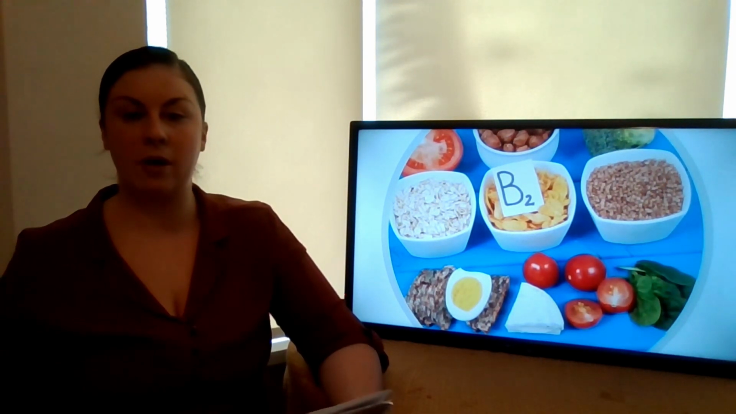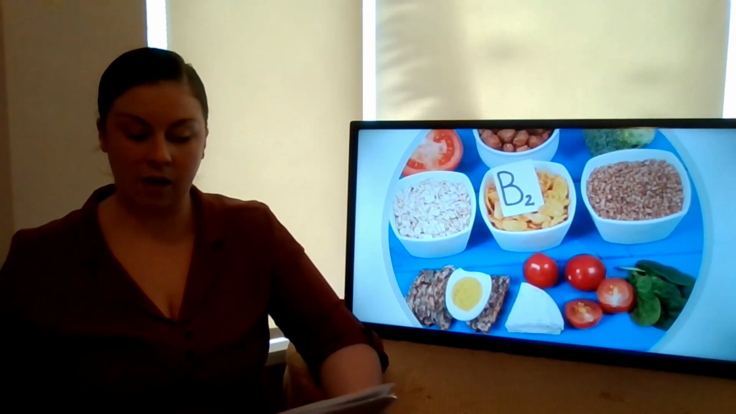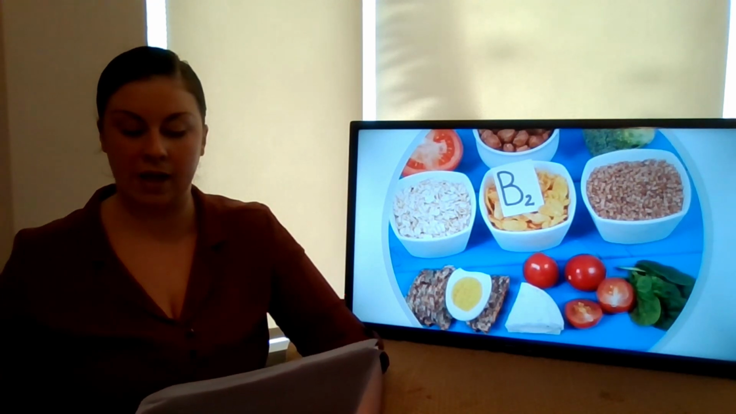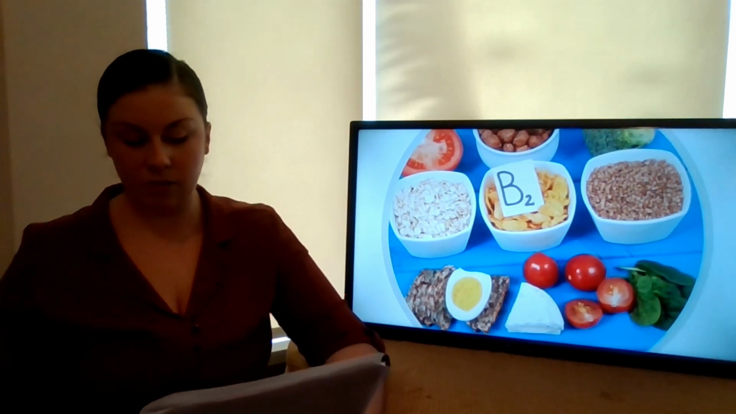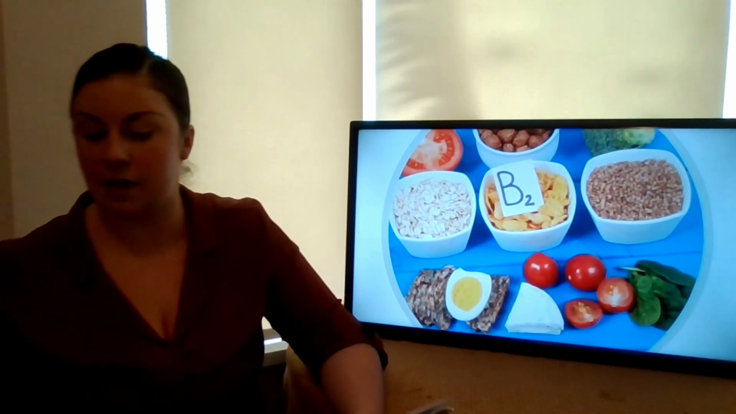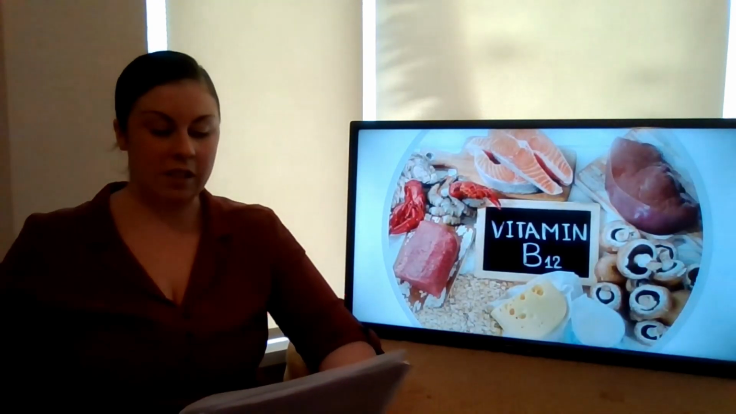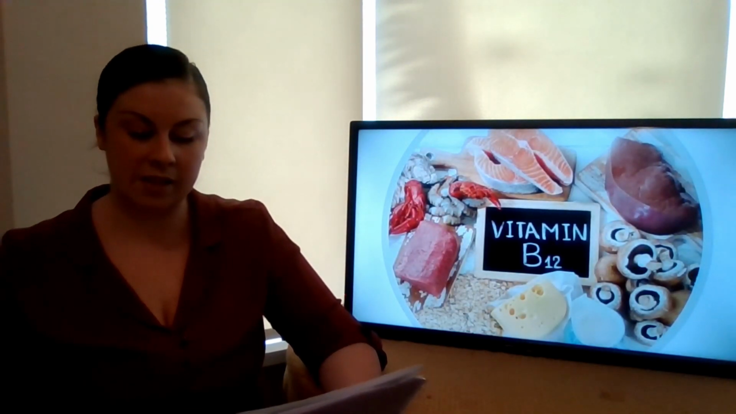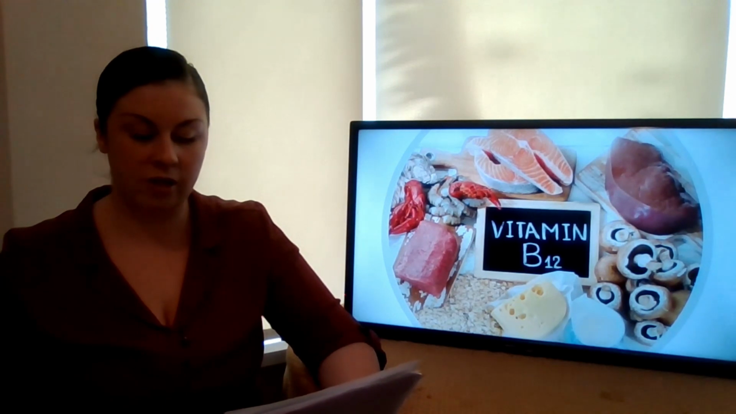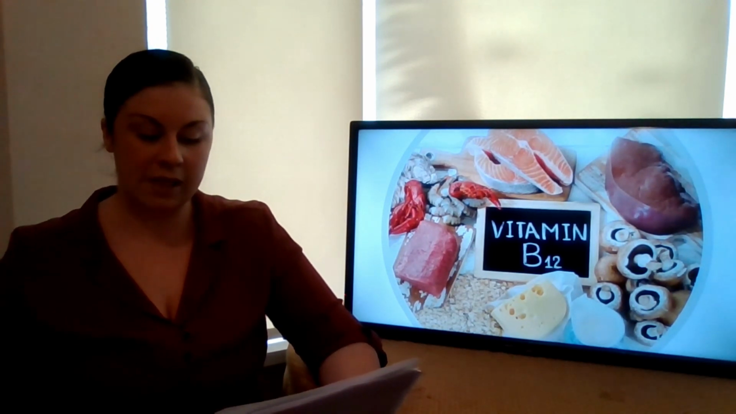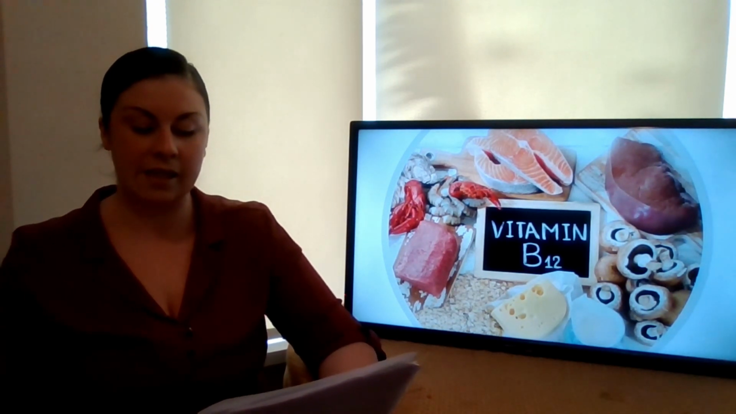Vitamin B2, riboflavin, for healthy skin, eyes, nervous system, and energy release. Food groups: yeast, rye bran, yogurt, soybeans, and mushrooms. Vitamin B12 aids your nervous system, red blood cells, and energy from food. Food groups: salmon, fish, yeast, eggs, ham, and pork.